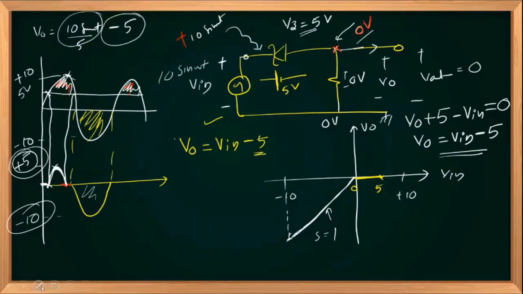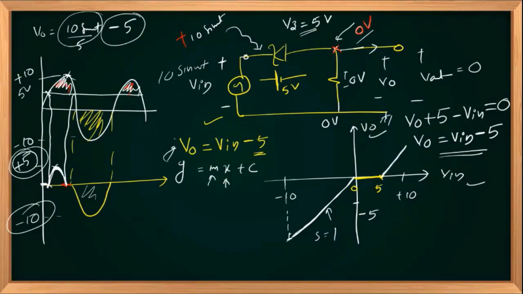This equation is of the form y equals mx plus c. Y is my V out on the y axis, V in is my x on the x axis. M is the slope, so the slope will be 1 in this case. The y intercept is c, its value will be minus 5. So a linear curve, a straight line passing through 5 and minus 5 with a slope of 1. It is valid if and only if V in is greater than 5 volts.